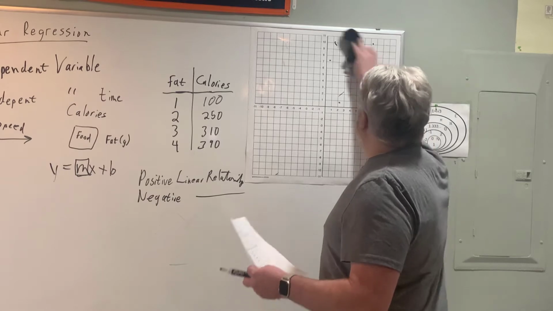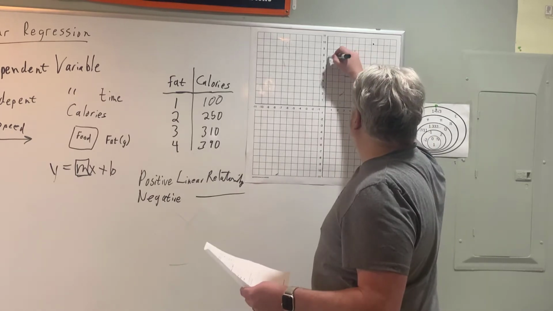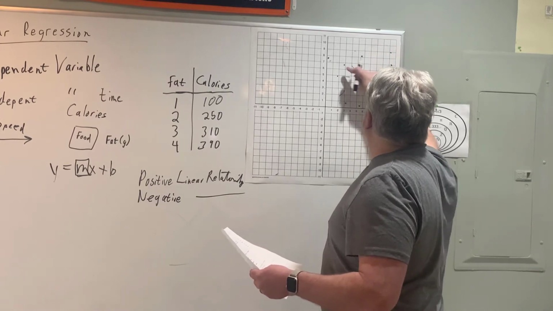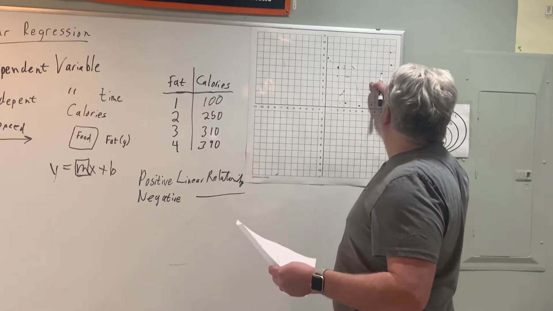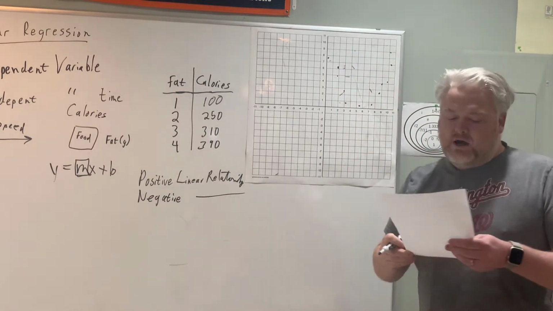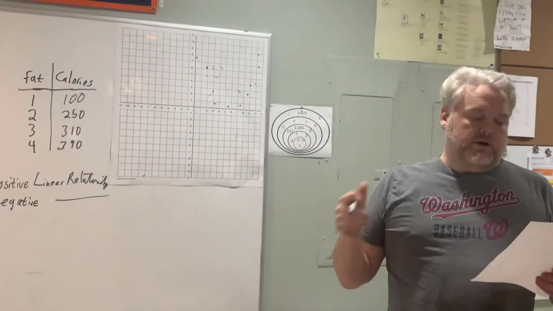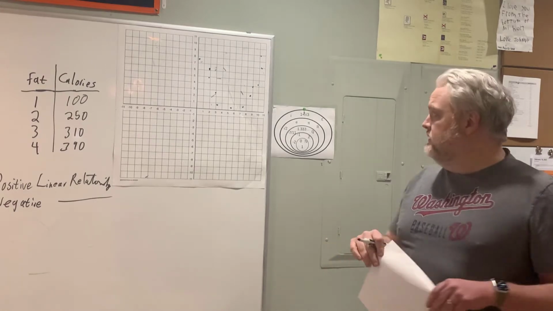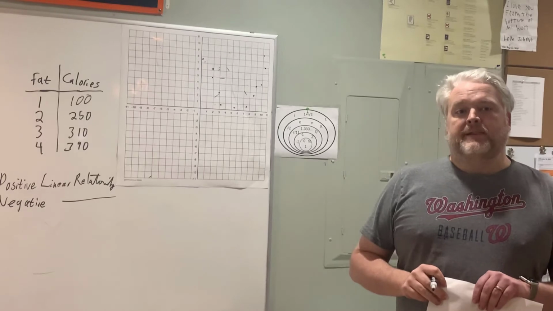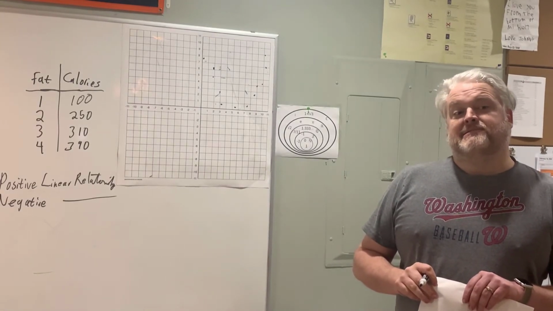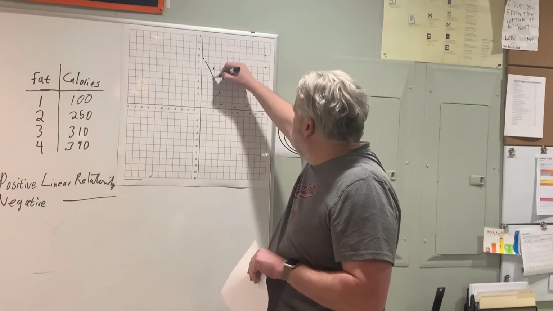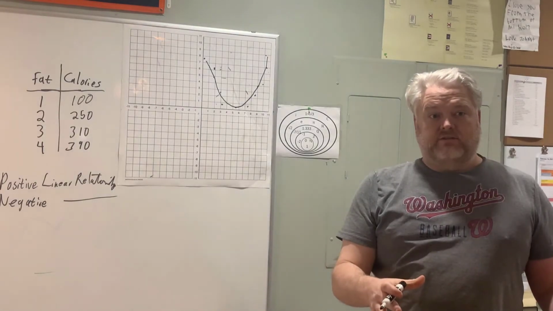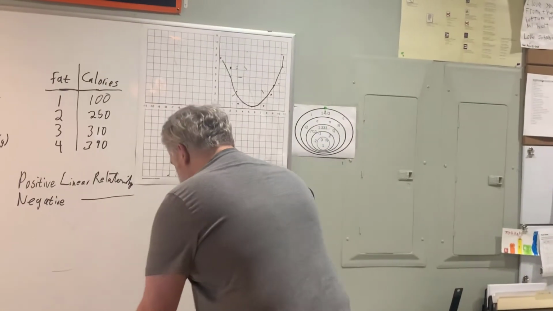How about something like this? Now, options are no relationship, positive relationship, negative linear relationship, or a nonlinear relationship. What do you think about that one? A nonlinear? Nonlinear, right? Because we can get them together with a line, but that line is not straight, right? So that's a nonlinear relationship.